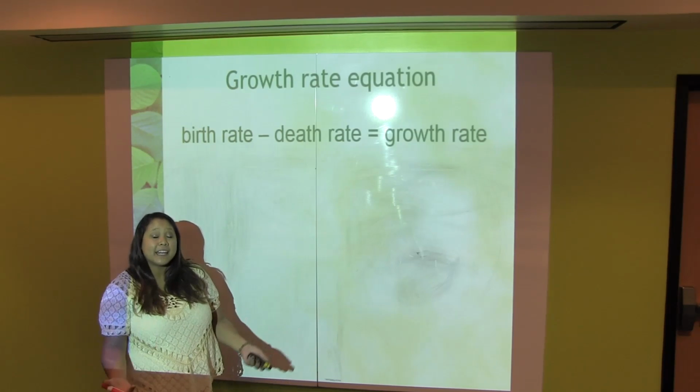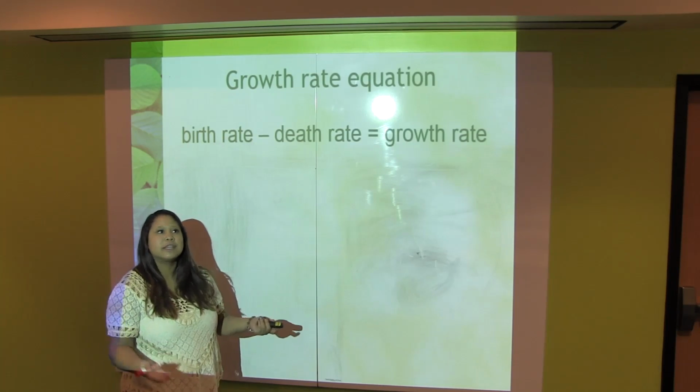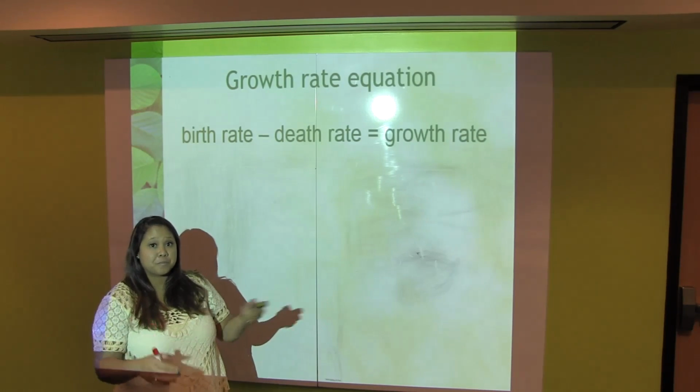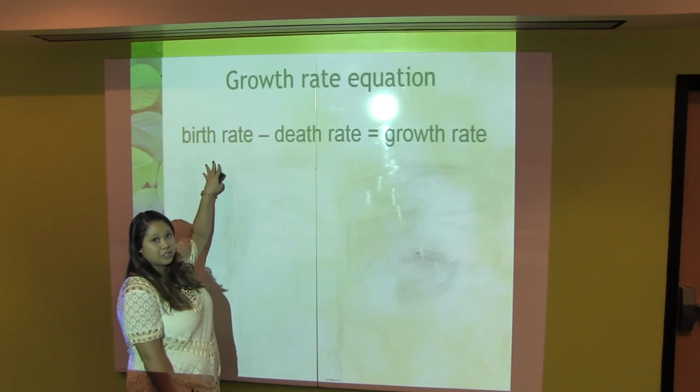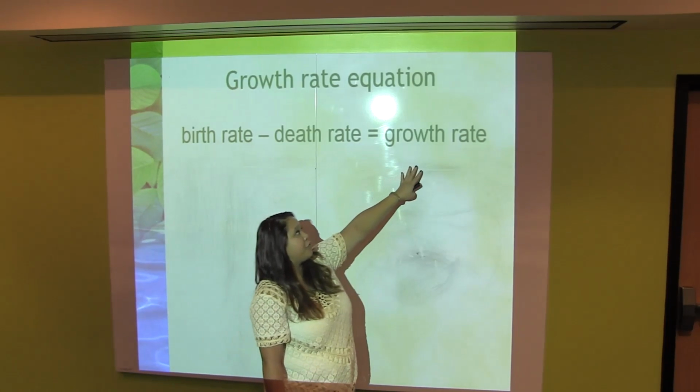As Ed had just mentioned, population growth can be measured as a number. And that is true. It's actually called the population growth rate. You can actually use it as an equation. Here's the population growth rate equation: the birth rate minus the death rate equals the growth rate.